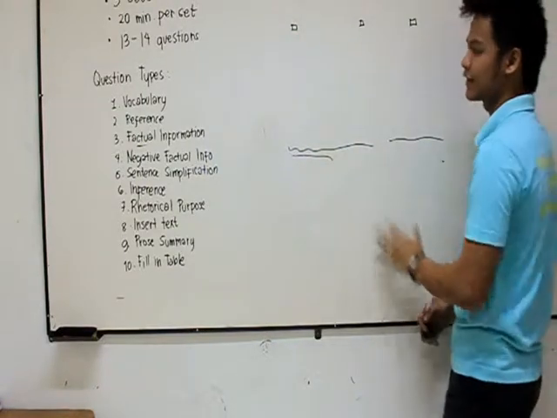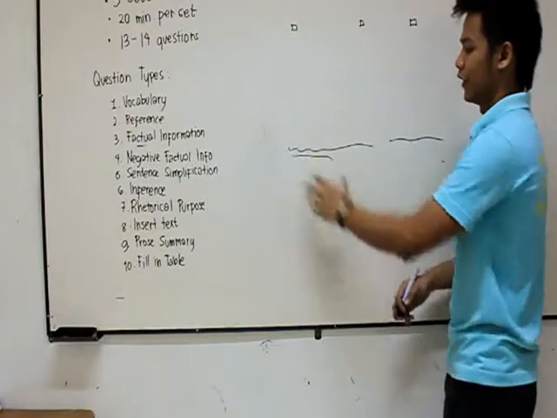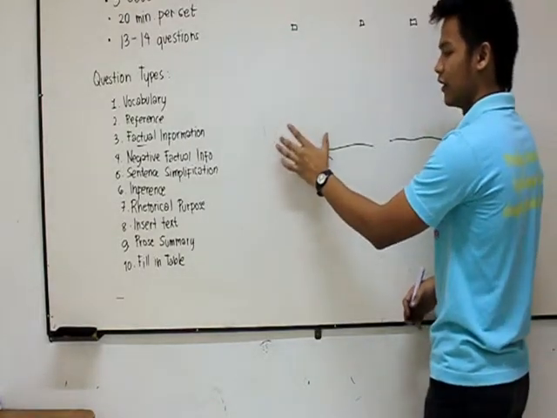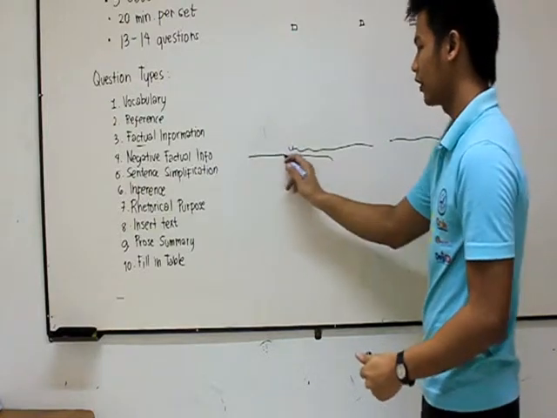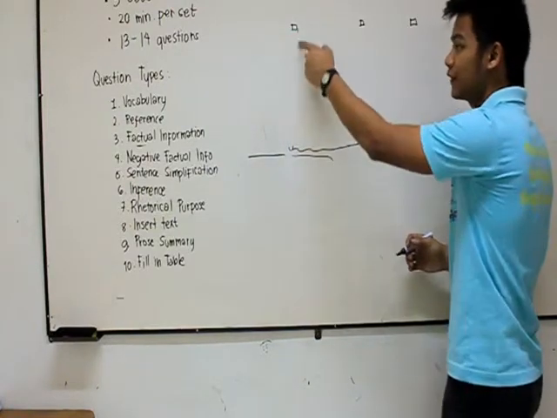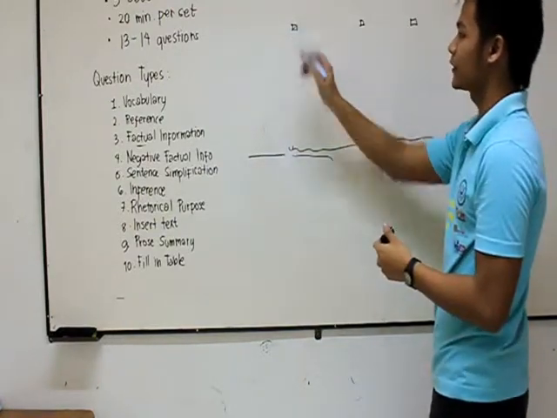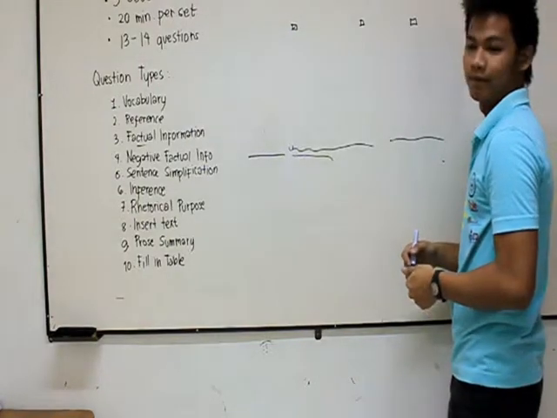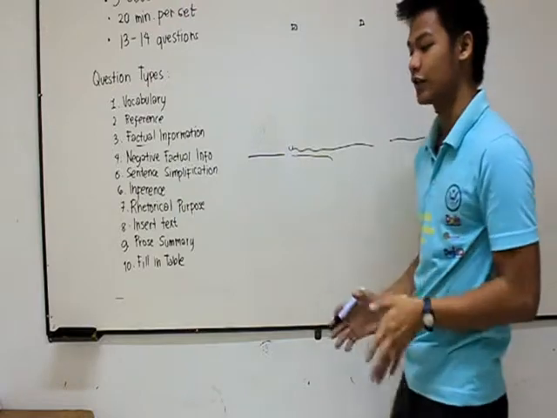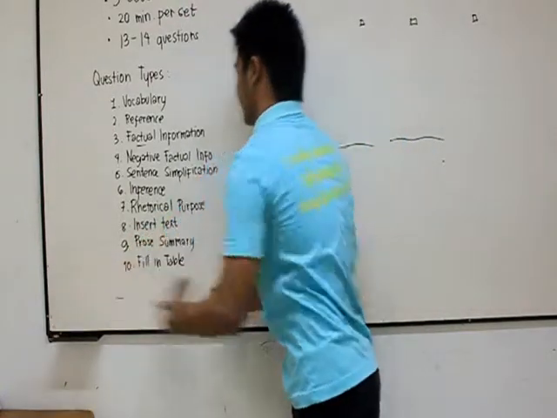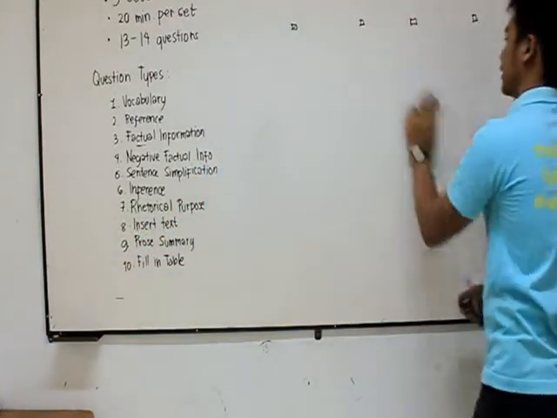Does it give an example? If you happen to see a transition word in the beginning part, is it best fit for the first one? Then that's how you do insert text. You need to insert text. Okay, now we go to prose summary.